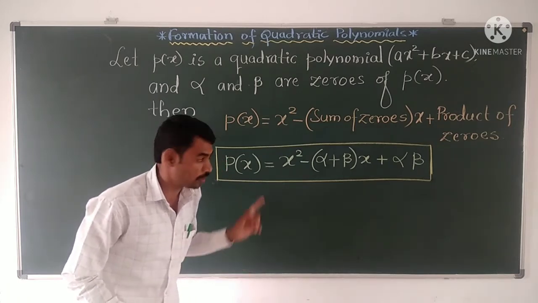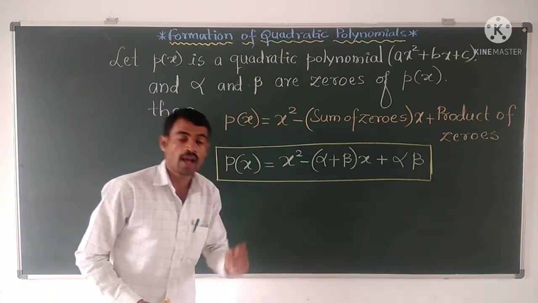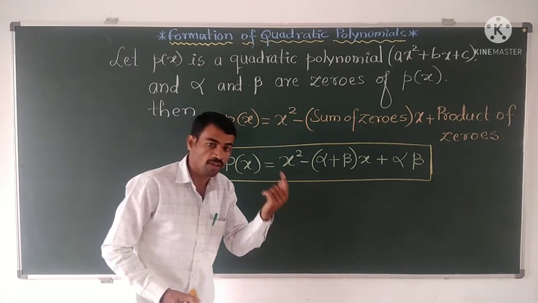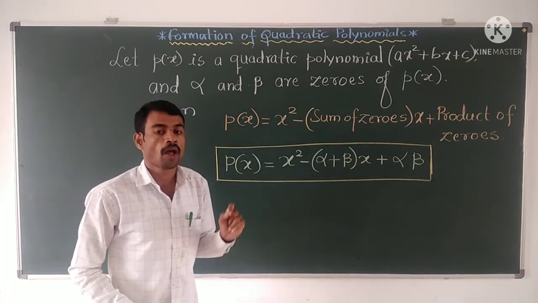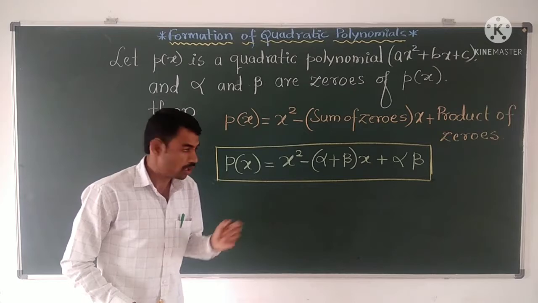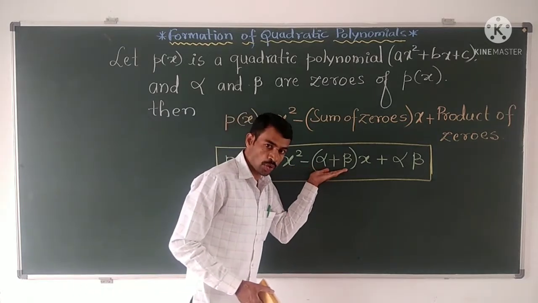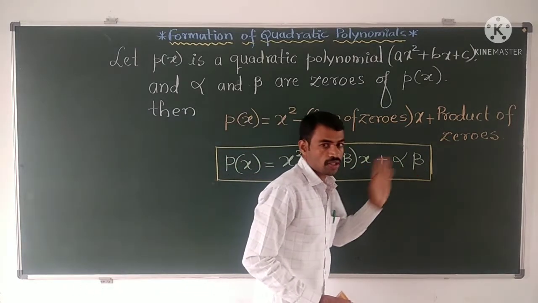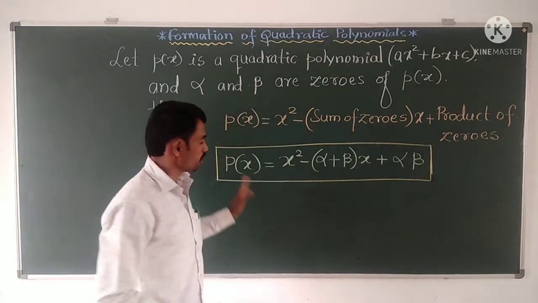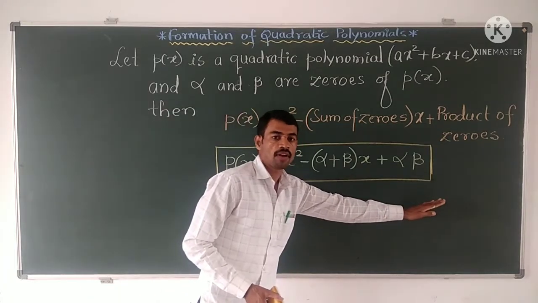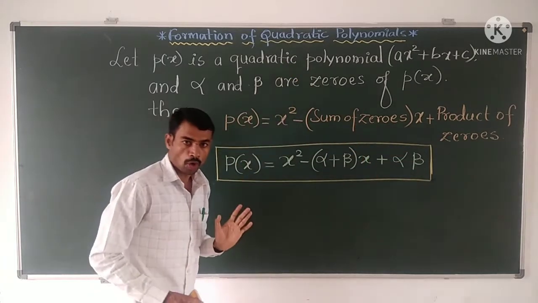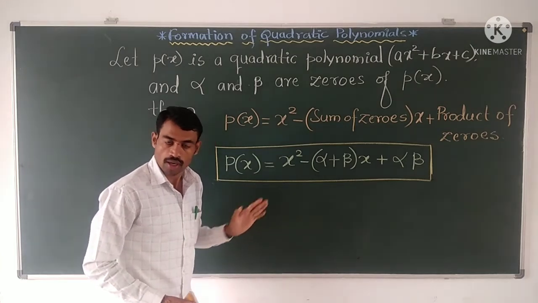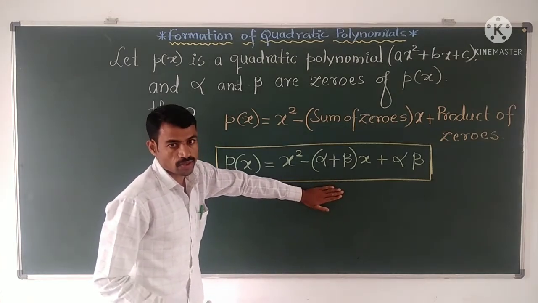What do they have to give for the formation of a quadratic polynomial? Either they have to give alpha and beta, or the sum of the zeros and the product of the zeros. If they give these, then easily we can frame a quadratic polynomial. Clear? I hope you understood this one.